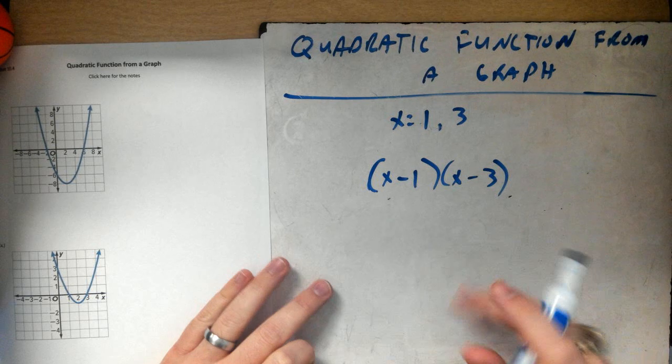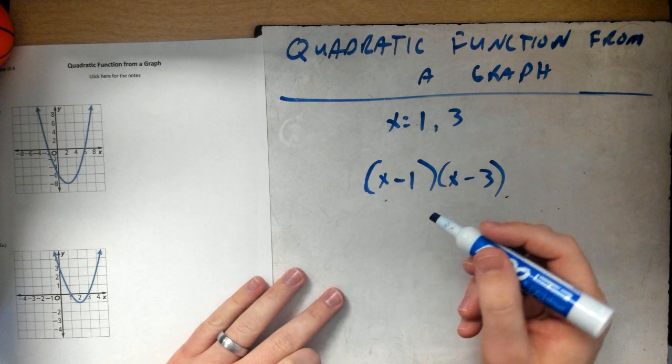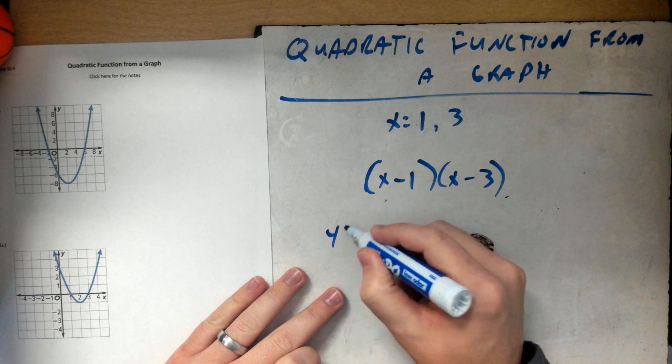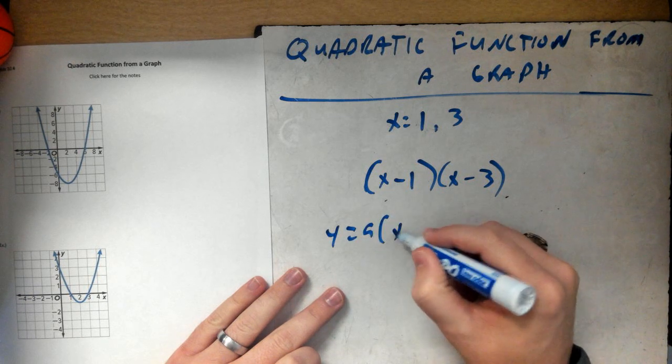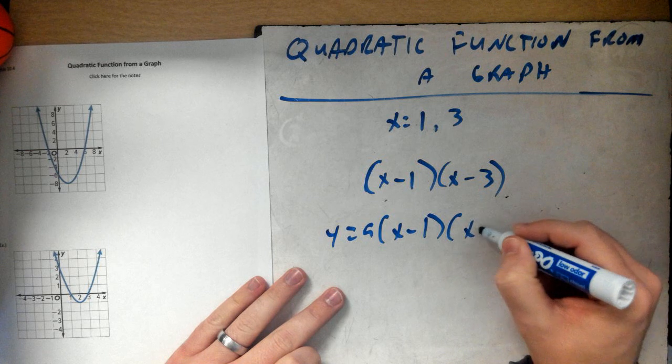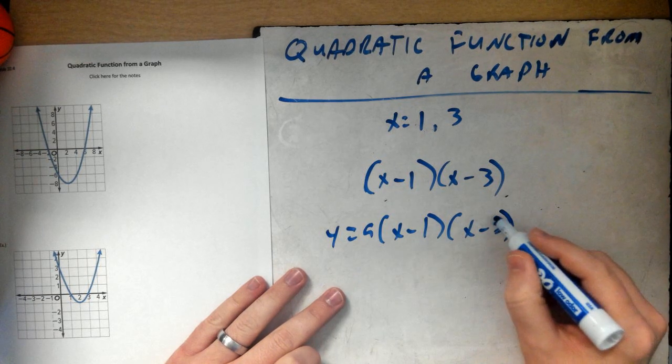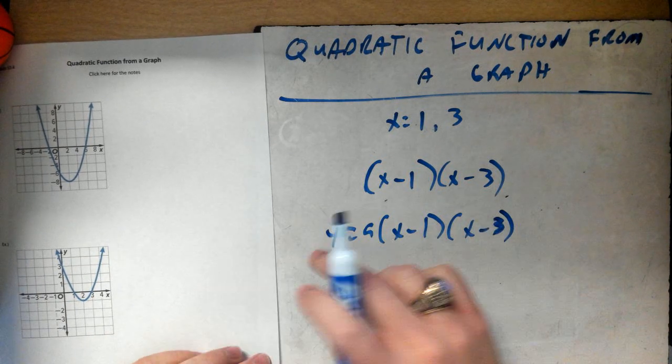Now we're going to pick a point. We're going to add my a in front. We're going to go y equals a times (x minus 1)(x minus 3). That's the formula I'm going to use to solve for my a. So let's pick a point. Let's pick an x and y on the graph.